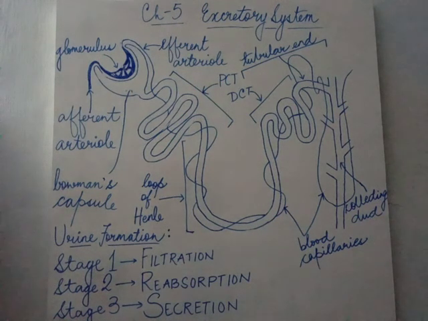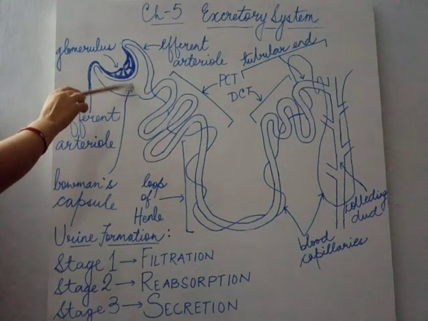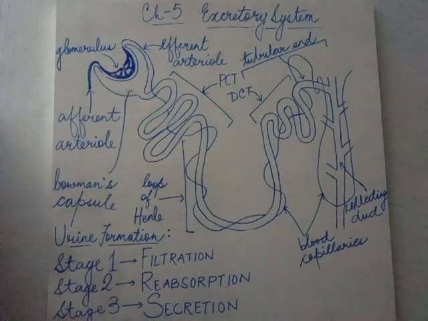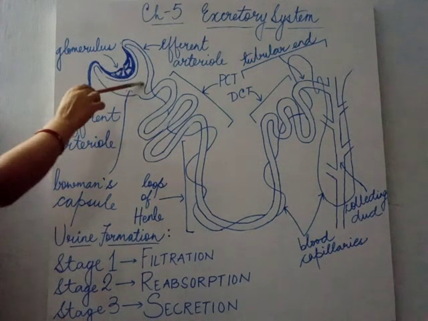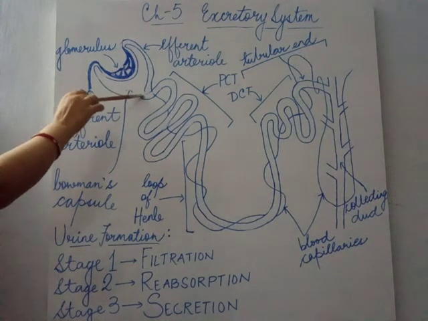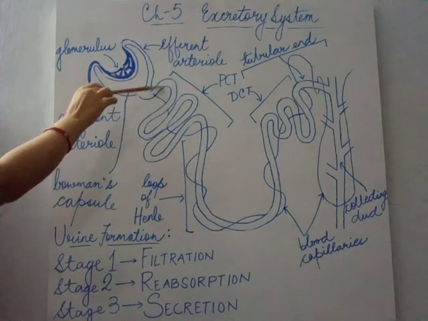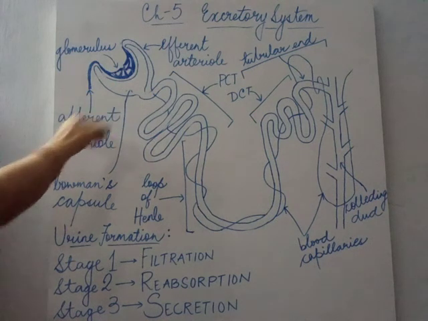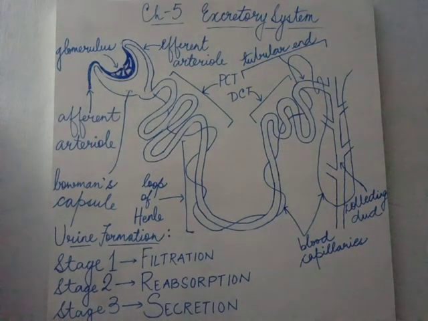Is that clear? So chemicals from the blood in the glomeruli are filtered into the capsules. Capsule means Bowman's capsule. And then through the thin walls of the capsule the filtrate passes into the tubules. Tubules means the PCT or DCT. The filtrate contains no blood cells or proteins but has waste like urea in it.